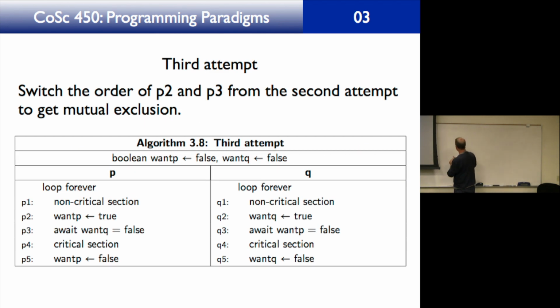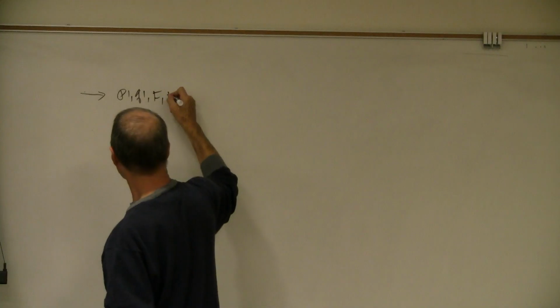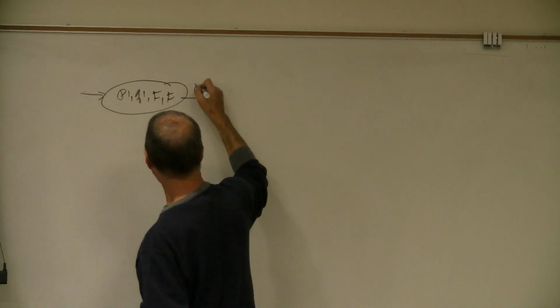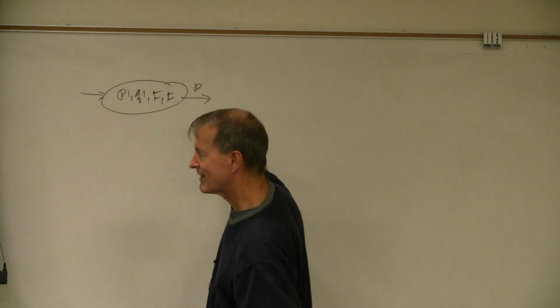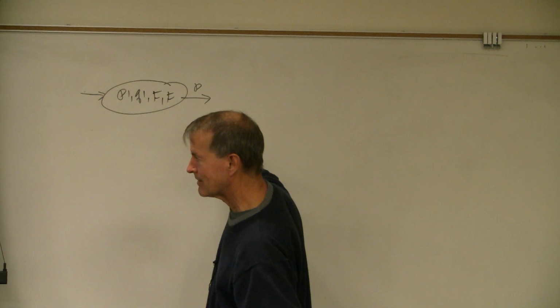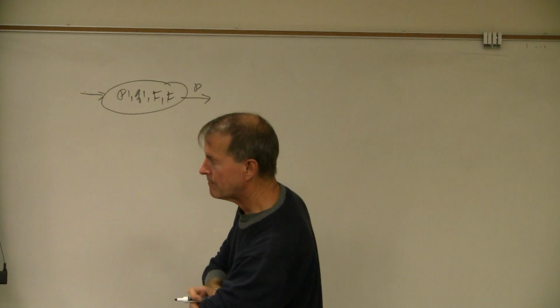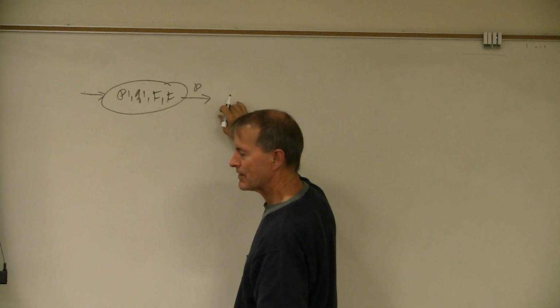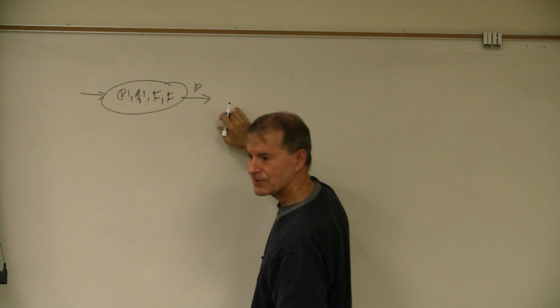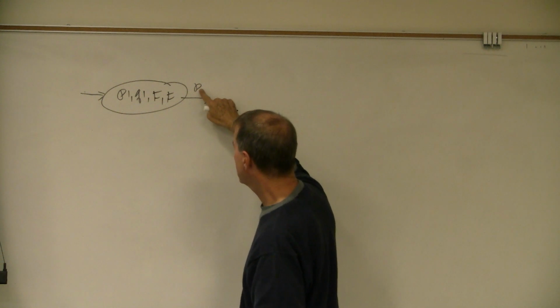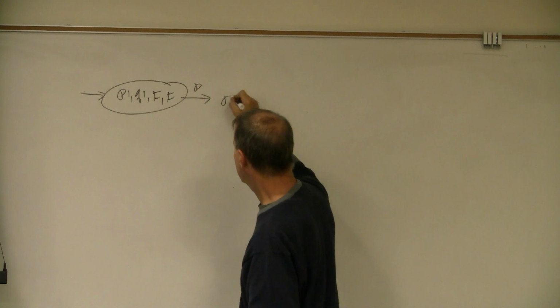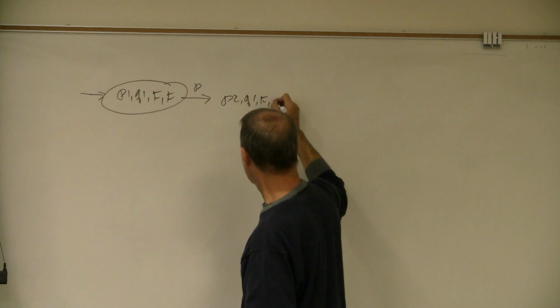So here, if we start here, and we're going to start with P1, Q1, false, false, right? P1, Q1, false, false. And then if P executes, what's going to happen? Oh, this is not abbreviated. This is going to be ugly. So if P executes, what will it be? P2, Q1, false, false.